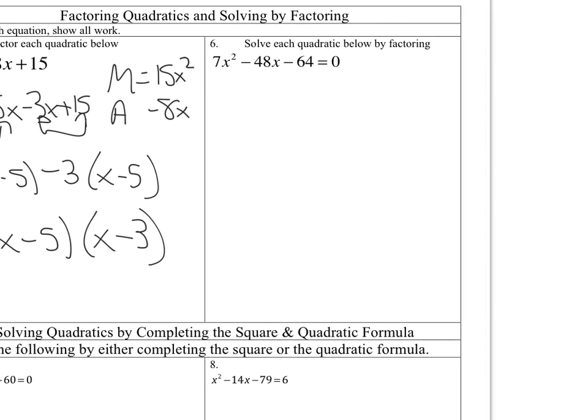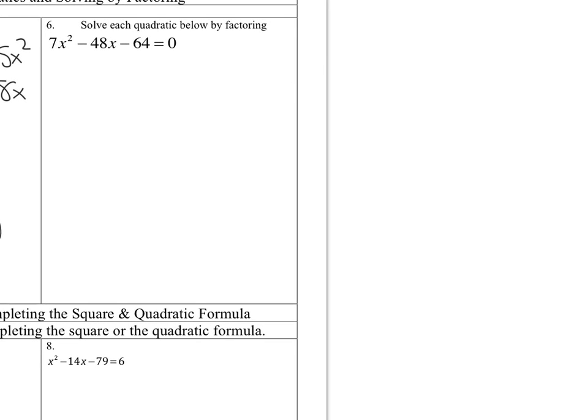Next one. You multiply the first and the last. So you do 7 times 64, which is 448. That is a gigantic number. Let's hope on the quiz it's smaller. And you want to add to negative 48.